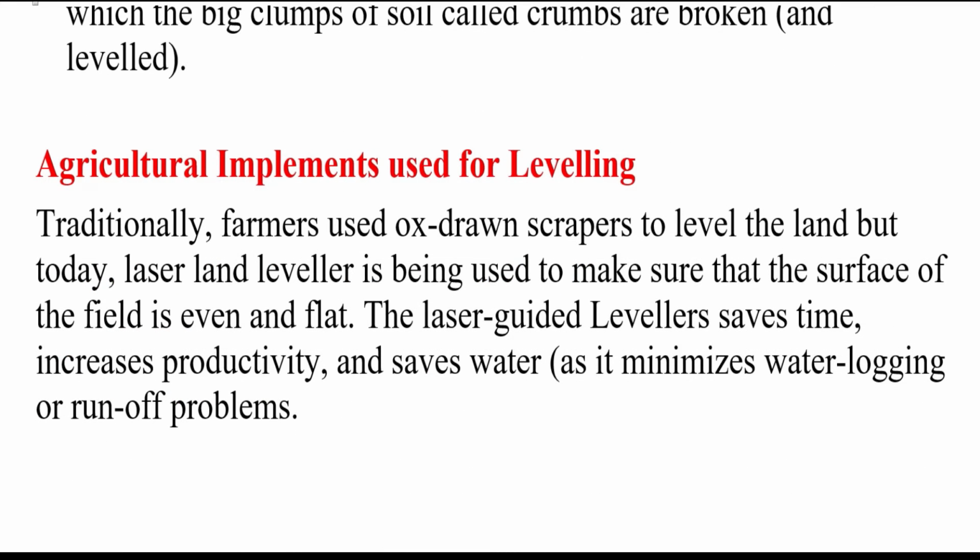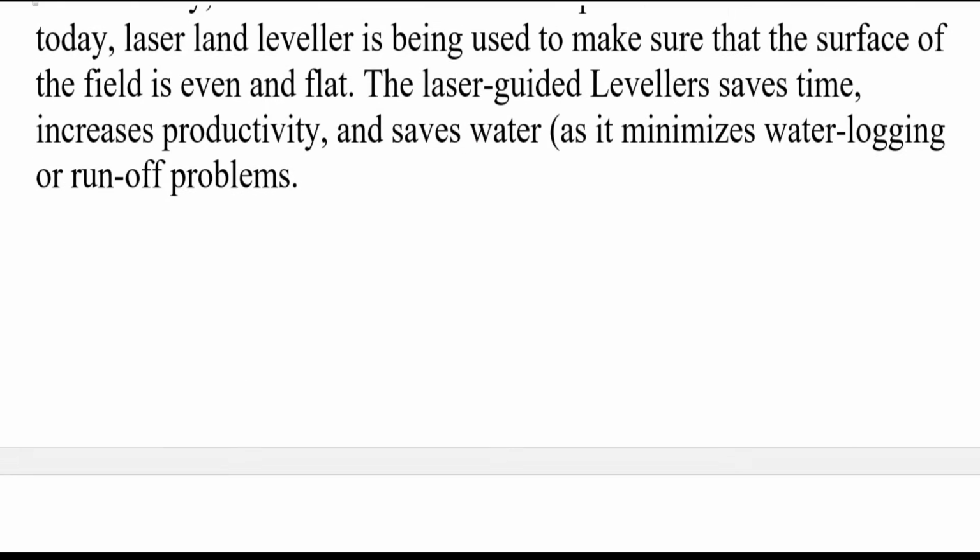The next one is leveling. In the preparation of soil, leveling is the second process. So, the agriculture implements used for leveling: traditionally the farmers used ox-drawn scrapers to level the land, but today laser land levelers are being used to make sure that the surface of a field is even and flat. The laser guided levelers save time, increase productivity and save water.